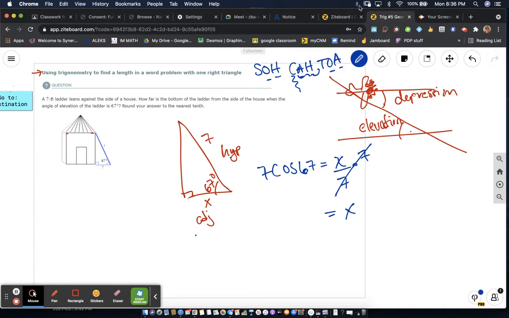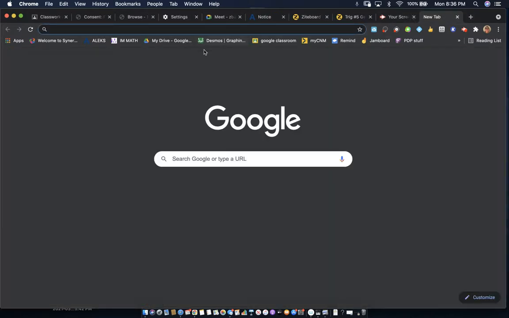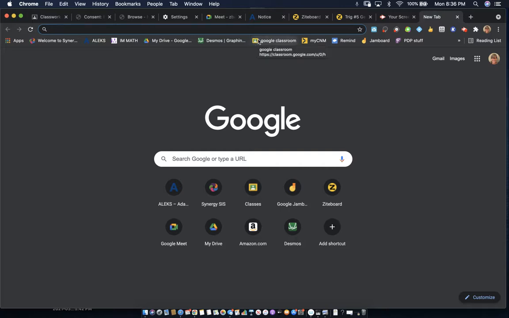So if we have, oh, I don't have a calculator open here. Not sure why I don't. Let's try this.